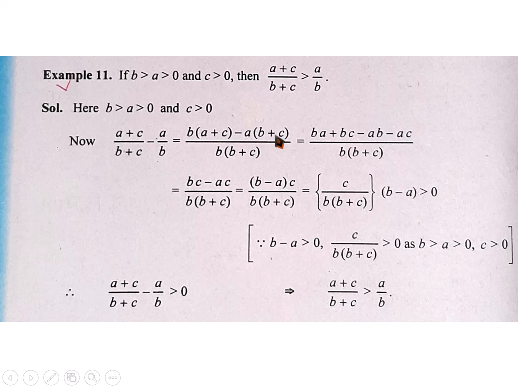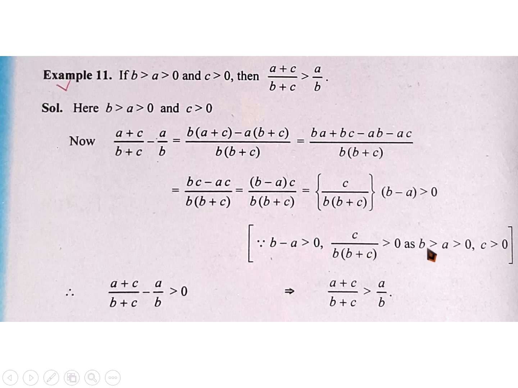On simplifying, we get this result: b minus a multiplied by c, divided by b into b plus c. So we write this like this: c over b into b plus c, multiplied by b minus a. Now b is greater than a.